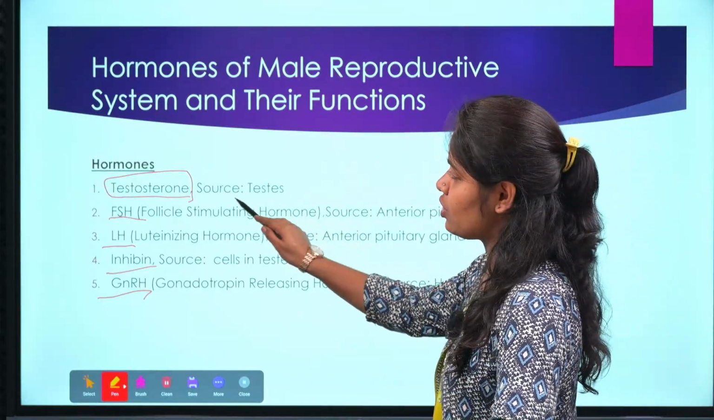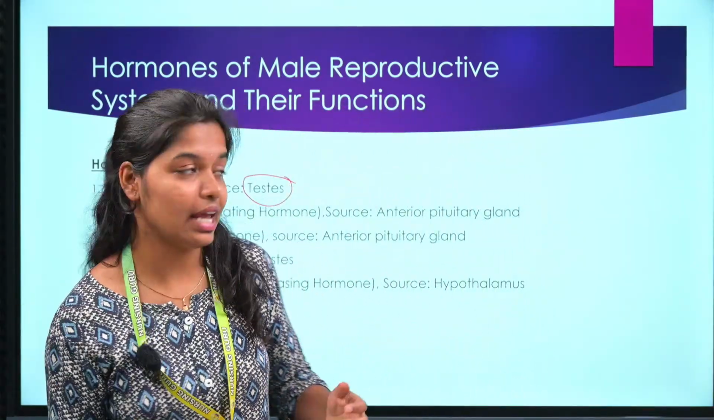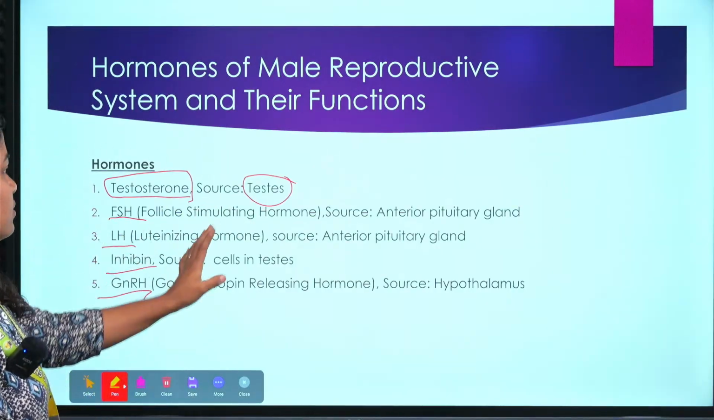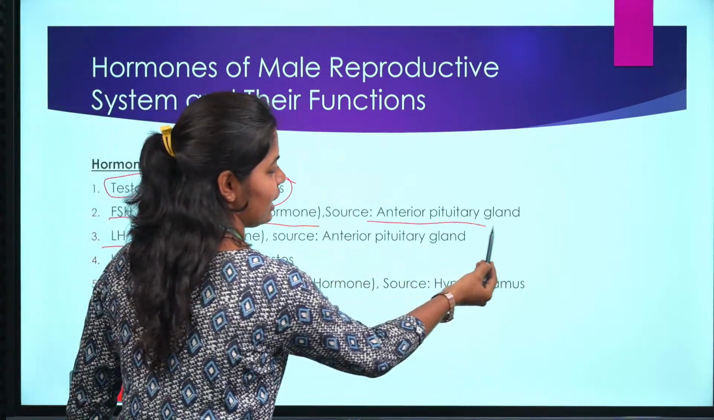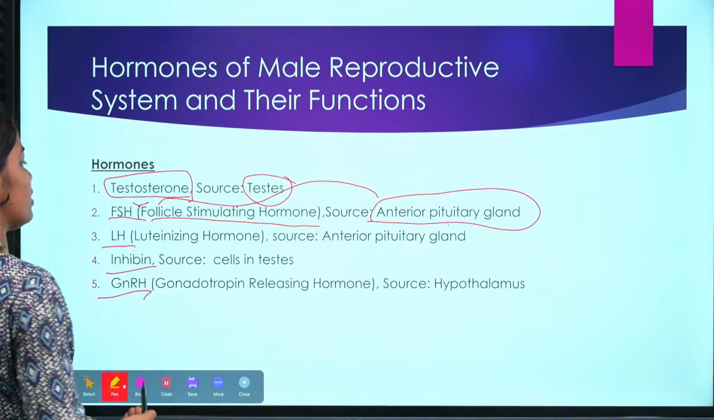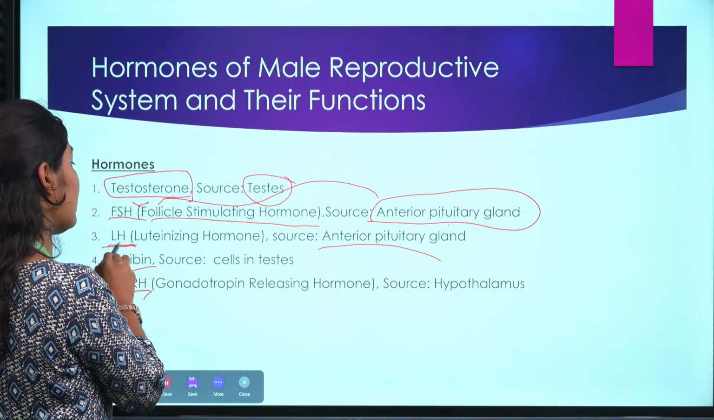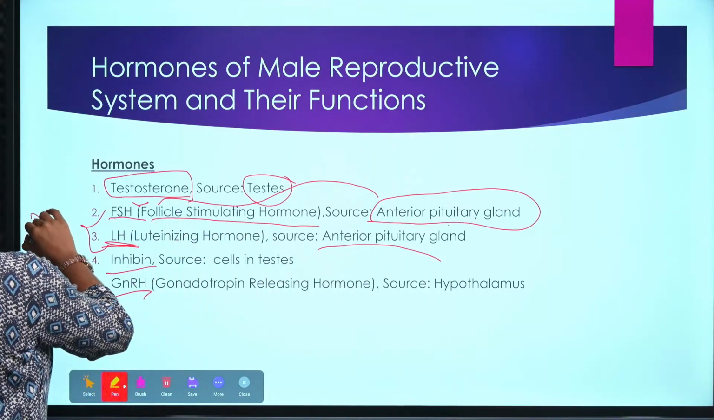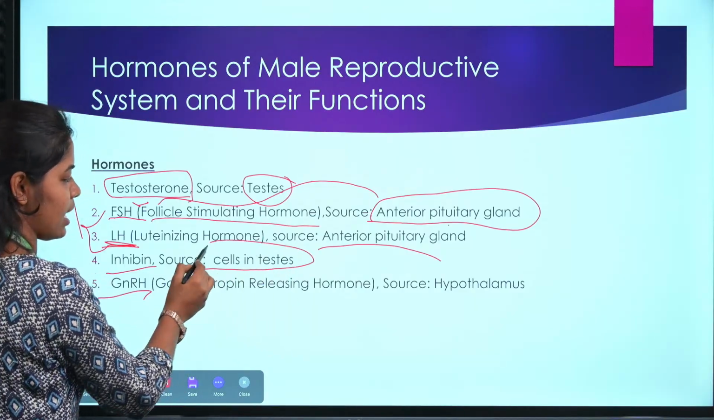First one, testosterone. Testosterone is produced in the testis. The source of testosterone is the testis. Then follicle stimulating hormone, the source is the anterior pituitary gland. The anterior pituitary gland develops the FSH hormone. The anterior pituitary gland also produces the LH hormone. FSH and LH are produced by the anterior pituitary gland. Next is inhibin, which is produced in the testis cell.